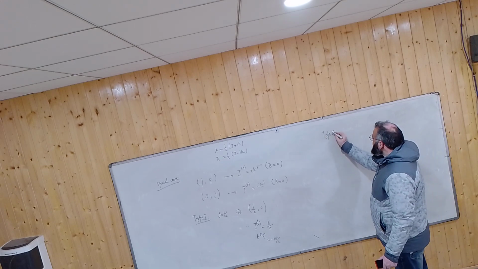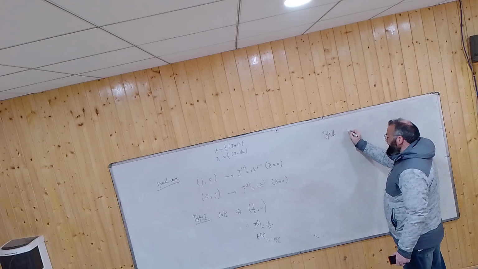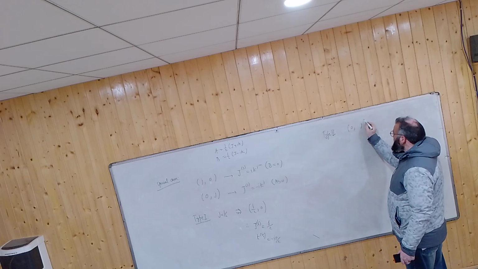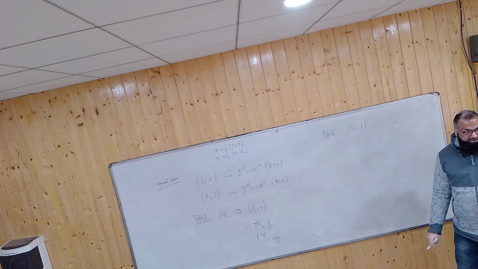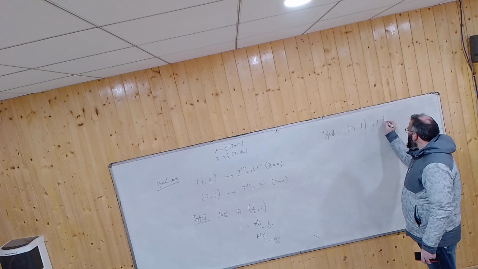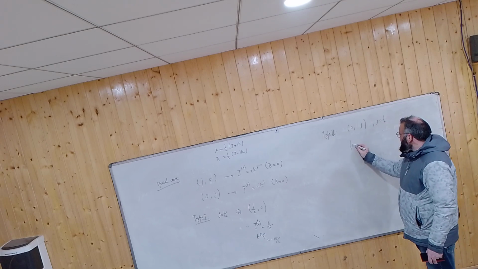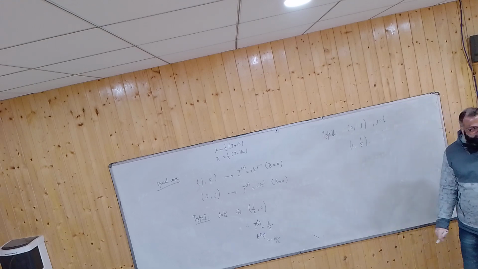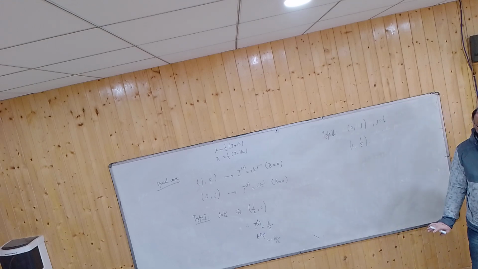Let's take type 2. Here I will define the type 2 spinor as (0, j), and I will take this j equal to half. So what is our type 2 spinor? It is (0, half). Clear? Any problem?